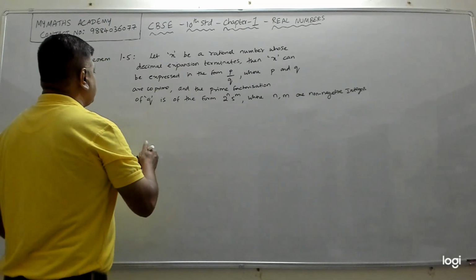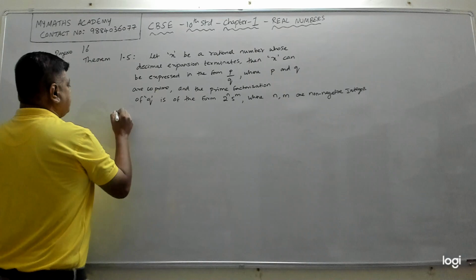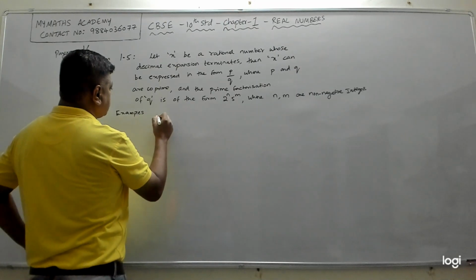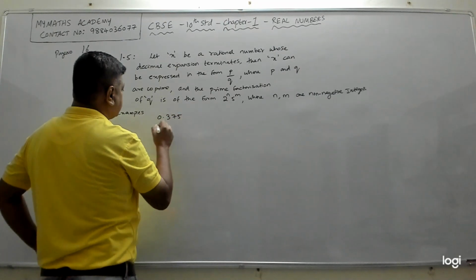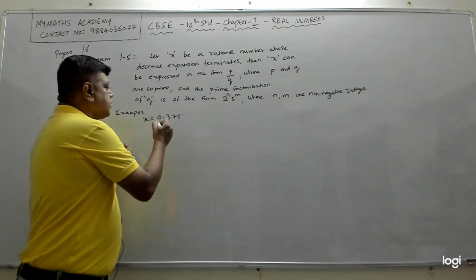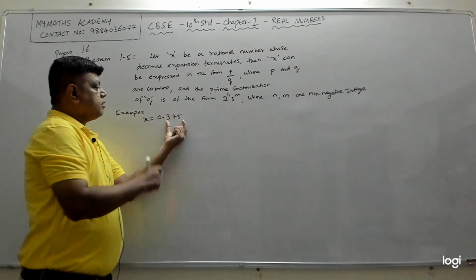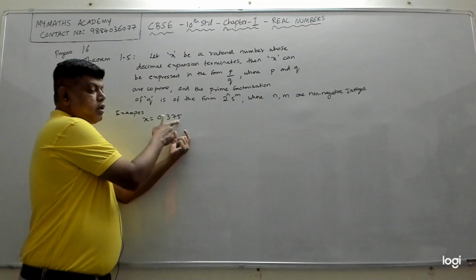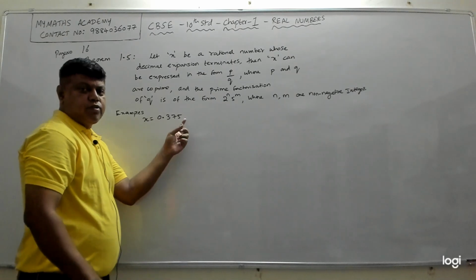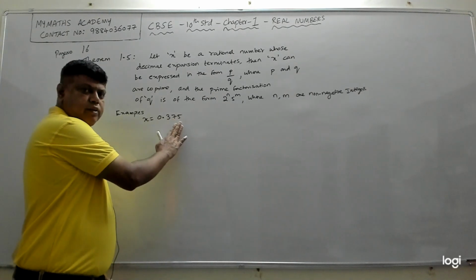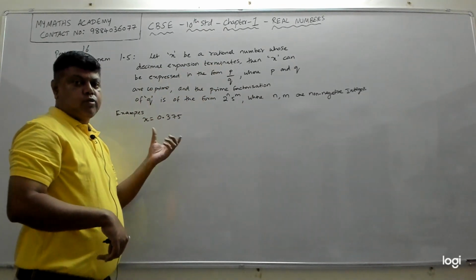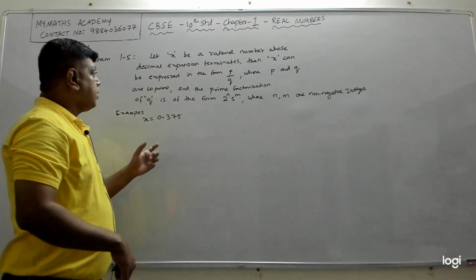So let's take an example. Suppose x is equal to 0.375. This is my x. Now what is the decimal expansion of this? Decimal expansion is, after the numbers that we have, the 375, it stops. It terminates. It doesn't go on. So 0.375 and then it stops. After that we don't have any other number. So which means the decimal expansion terminates. That's why we call that a terminating decimal expansion.